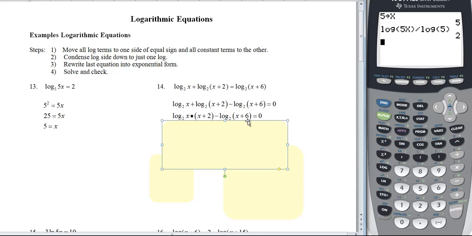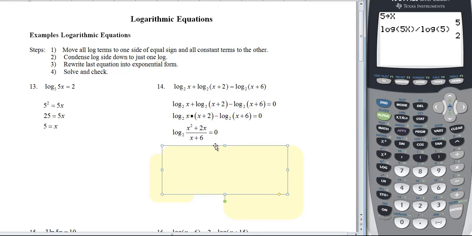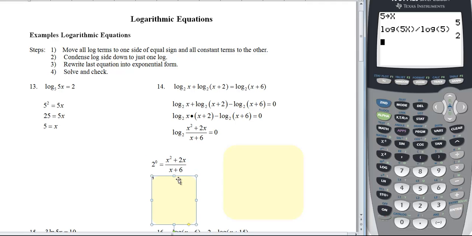And I still have this. And now the last thing is quotient. So I'm going to get this down to one log. Okay, now here, since it's down to one log, I'm going to have to rewrite this to exponential form. Base is 2, raised to the 0 equals my number. 2 to the 0 is 1.